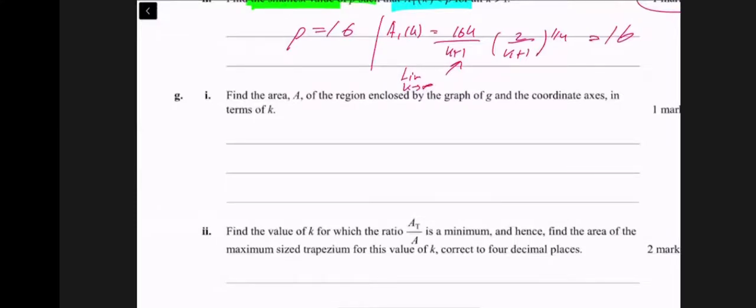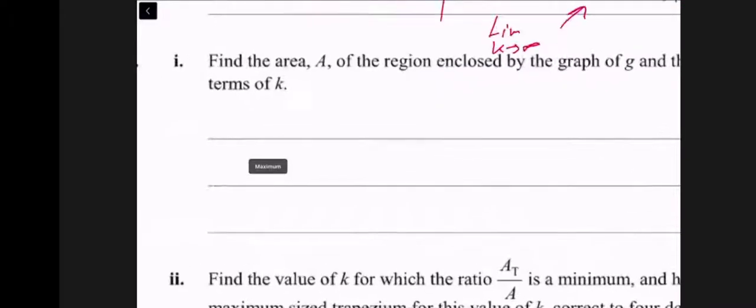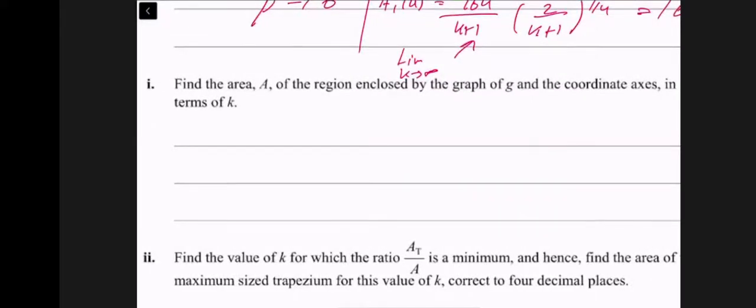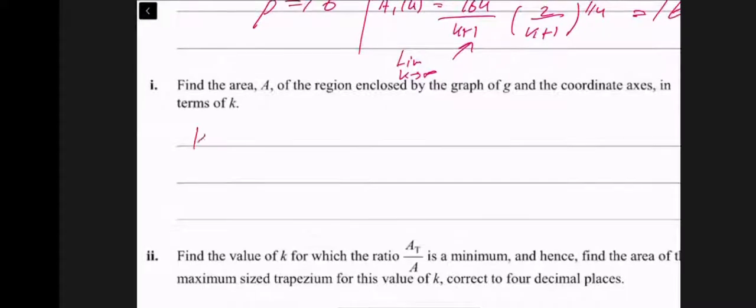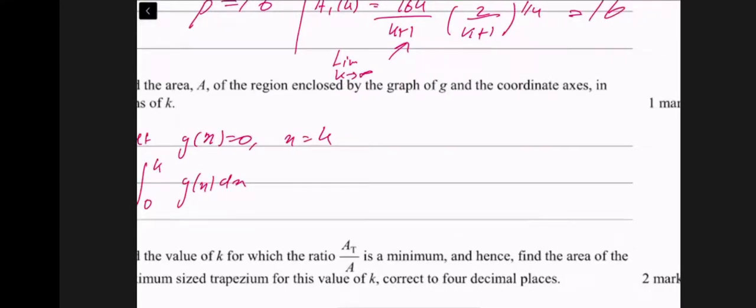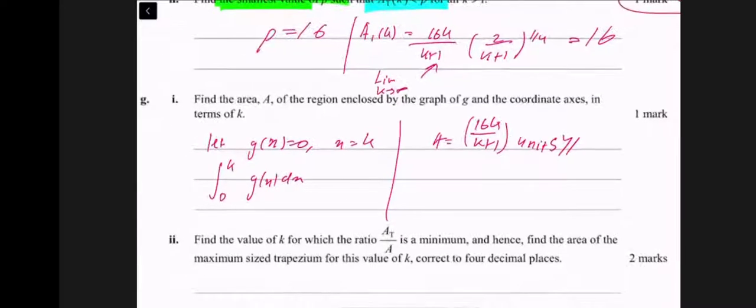So find the area of the region enclosed by g and the coordinate axes. For the coordinate axes, you first have to find the x-intercept. So let g(x) equal 0, and when that happens, x equals k. Then you can just do the integral from 0 to k of g(x) dx, and that comes out to the area being 16k on (k+1) units squared. And that makes sense because it's asking for it in terms of k.